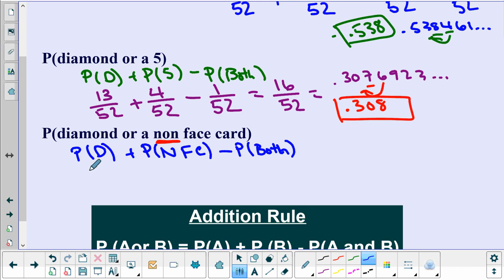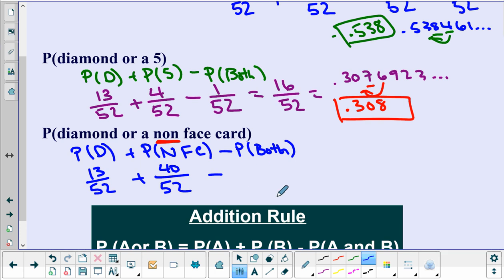Okay, so diamonds, there's 13 out of 52. Non-face cards. So if we think about face cards, this is kind of like a complement probability. Face cards, there are 12 of them. There's 3 in each suit. 3 times 4 is 12. There's 52 cards total. So if I take 52 and subtract the face cards, that gives me the non-face cards. 52 minus 12 is 40. So there's 40 cards that are non-face cards.